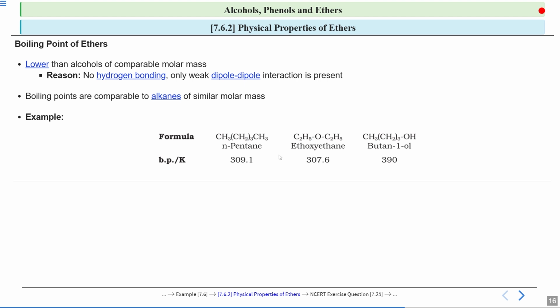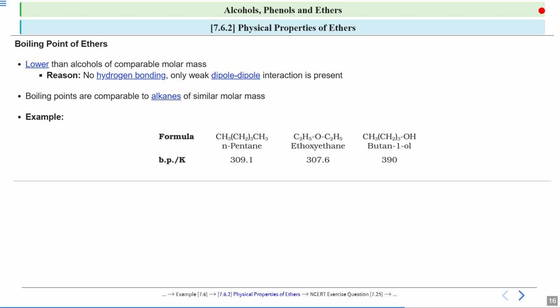So if you see, they have comparable molar mass. Here in ether and here in alcohol, the boiling point of ether is 307 and the boiling point of alcohol is so high, that is 390. Why? Because in alcohol there is strong intermolecular hydrogen bonding, whereas in ether there are only weak dipole interactions.